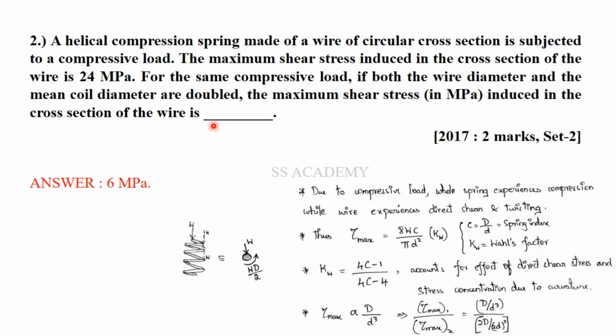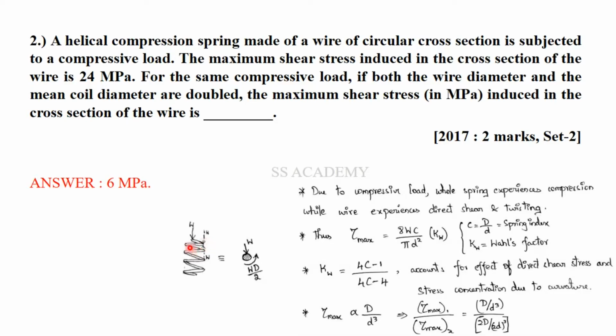Okay, they are doubling the diameters, that is wire diameter and mean coil diameter, and they are requesting the maximum shear stress in the cross section of the wire. Okay, first, due to this compressive load, we must know the load acting on the cross section of the wire. Due to this load, we need to find the load acting on this cross section.